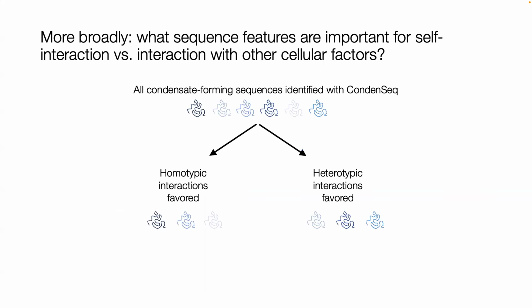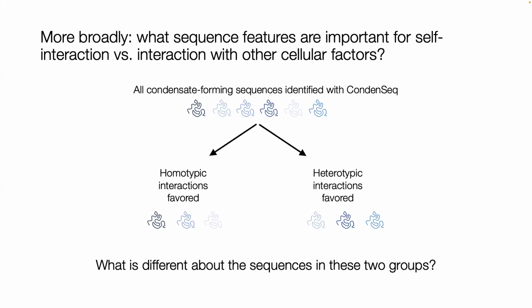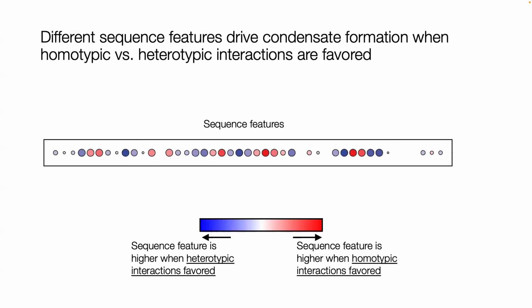And then we can take all of our condensate forming sequences that we identified with CondenSeq, and we can split them into two groups. So one where the homotypic interactions are favored, and one where heterotypic interactions are favored. And then we can ask what's actually different about the sequences in these two groups to get at what is driving homotypic interactions versus heterotypic interactions. So I'm showing here a dot plot of sequence features that differ between the two groups. I haven't labeled out everything here because this is a little bit overwhelming.